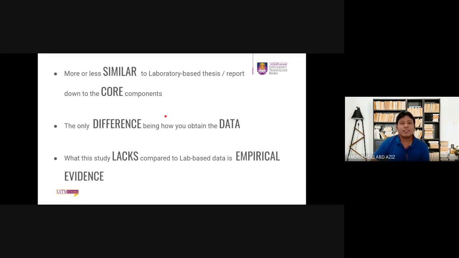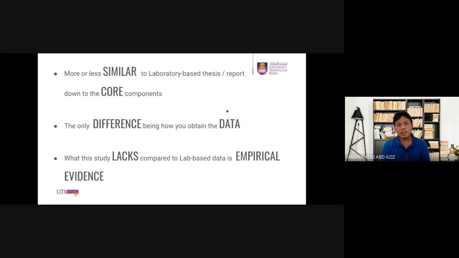Simulations and modeling are basically more or less similar to lab based. Everything that Madam Nursyazwani explained earlier is more or less the same. You have literature review, problem statement, objective, significance, all of that. Watch the video again and see if you understand it. It is the same with simulation or modeling. Down to the core components, the introduction, how to write, the format, are all the same. The only difference is how you obtain the data.